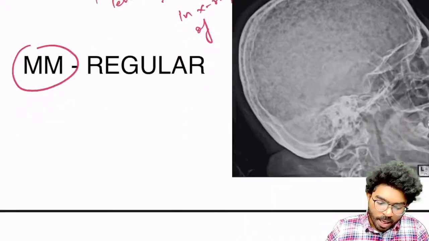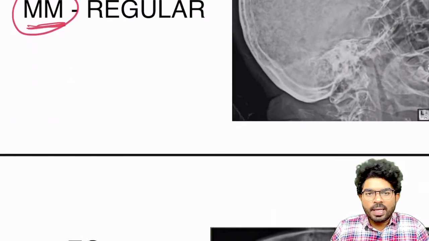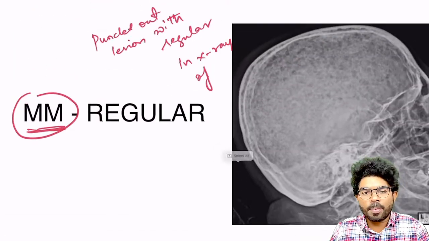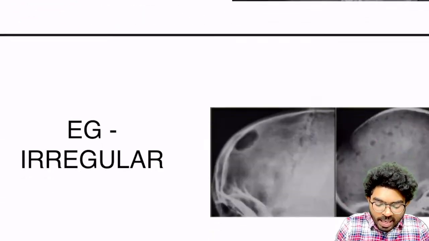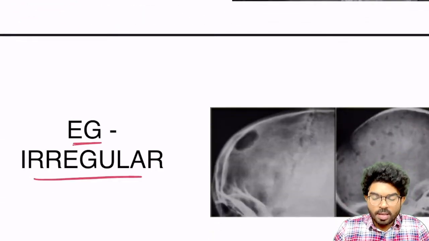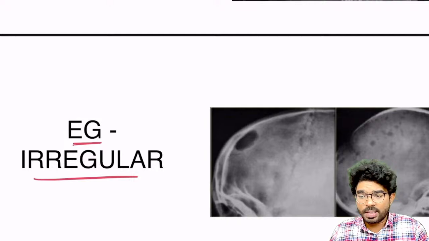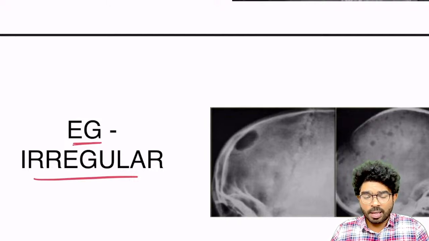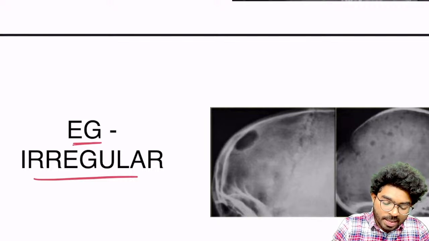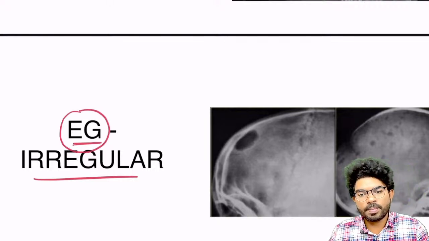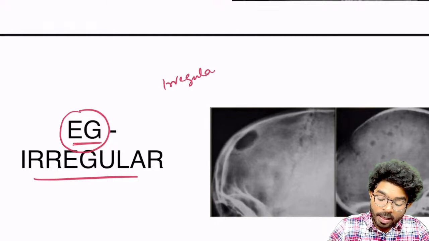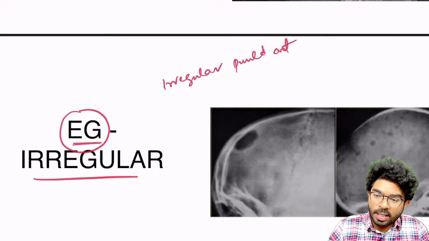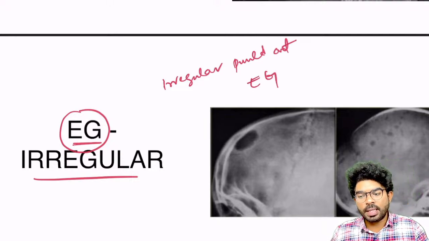Same, M and M are regular. Very easy to remember. Punched out lesions with regular borders are seen in M and M, because M and M are regular, whereas E and G are irregular. Multiple punched out lesions which are irregular are seen in EG, eosinophilic granuloma. Irregular punched out lesions are seen in EG. Regular punched out lesions are seen in MM.